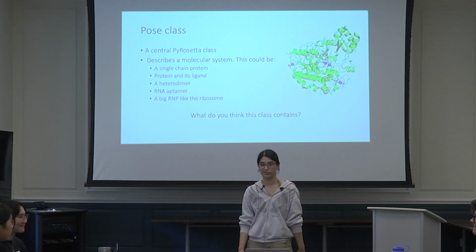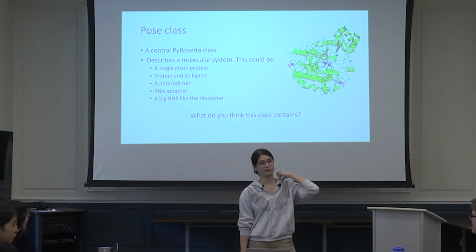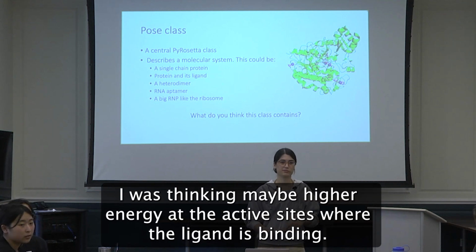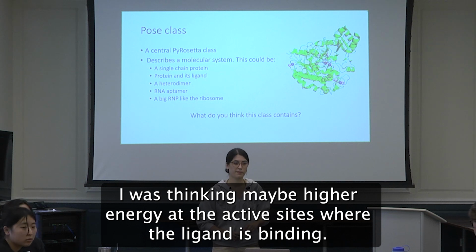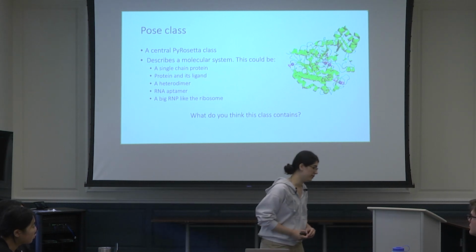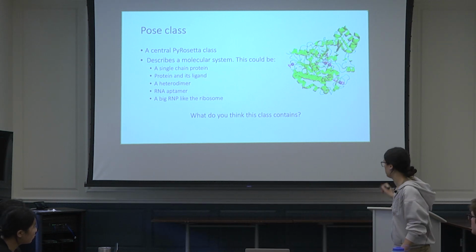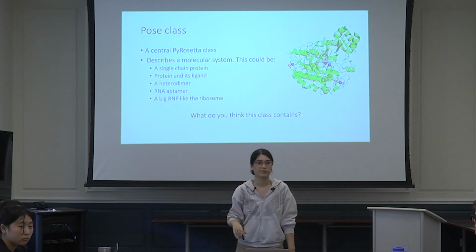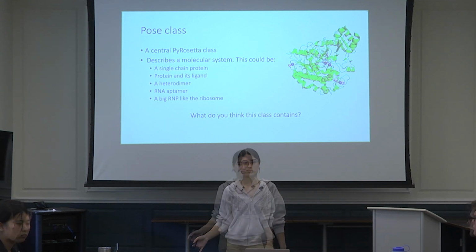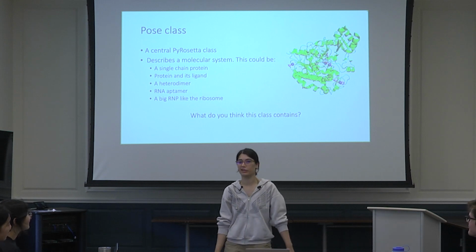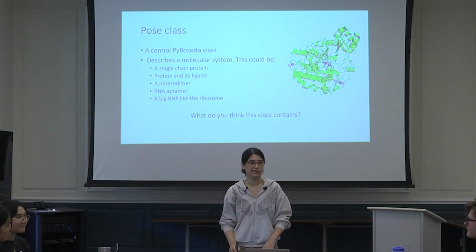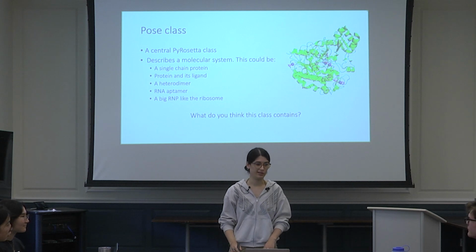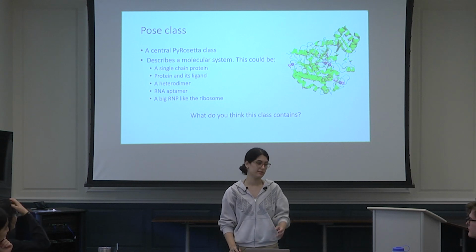Let's see, any other ideas besides core versus surface? Okay, so we're thinking maybe there's a difference in energy at the active sites versus non-active sites. And you would say it's higher at the binding site? Raise your hand if you agree. Okay, is there any other explanation you can think of for energy differences?